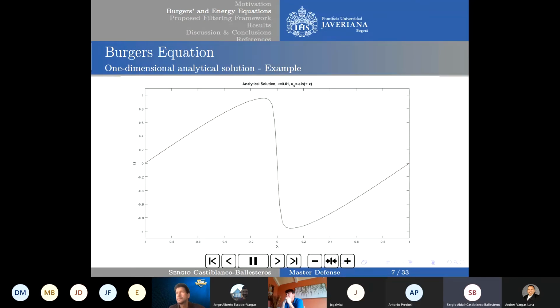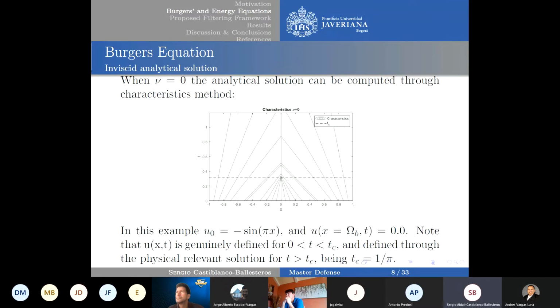Now, for the inviscid case, the analytical solution could be found with the characteristic method. Here the plot shows the characteristic isovelocity lines over time. The genuine solution becomes multivalued from a critical time on. The critical time is this dashed line, from which a physically relevant solution must be settled. With this initial condition, the same as previous, the critical time is 1/pi, right here. An important remark is that after the critical time, in this case, there is a natural damping of the energy due to characteristics colliding.